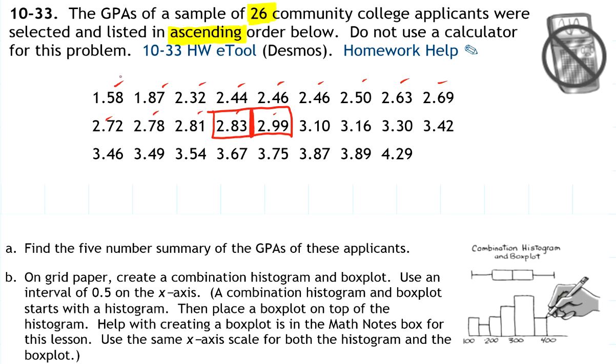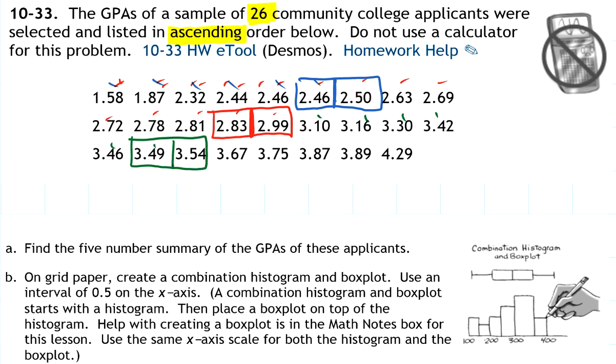So if I was to count 6, 1, 2, 3, 4, 5, I lost track. Let me get a different color. 1, 2, 3, 4, 5, 6. The 6th and 7th values now here constitute Q1, right? There's 2 of them, so we're going to find their average, add them together, divide by 2. And then the middle of the upper half, I'll do in green, 1, 2, 3, 4, 5, 6. These 2 values represent Q3.